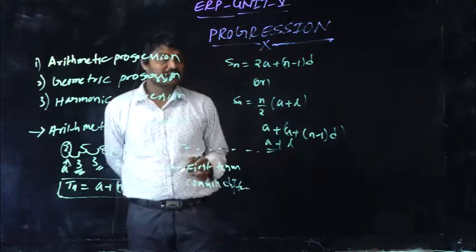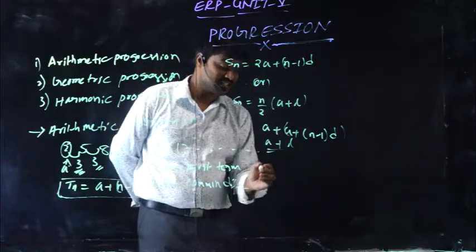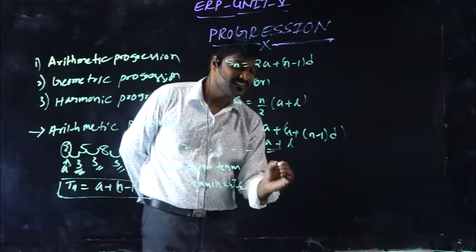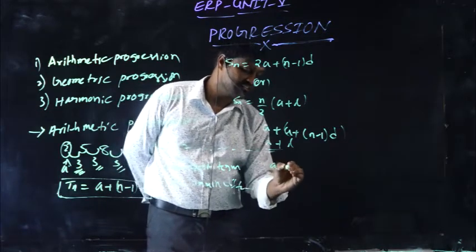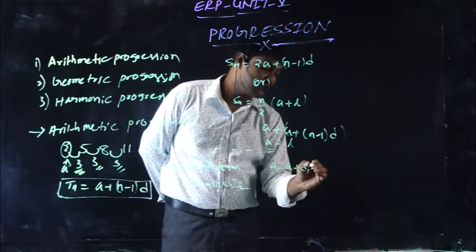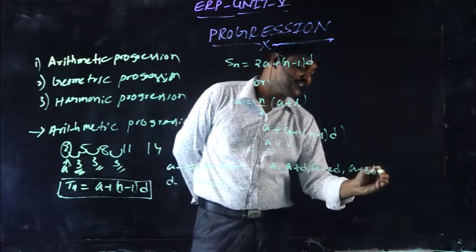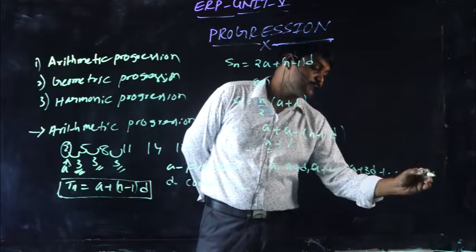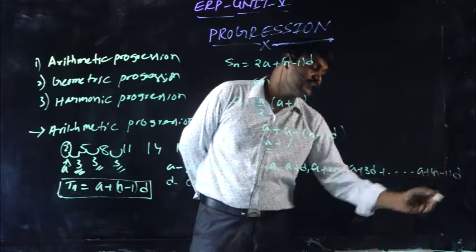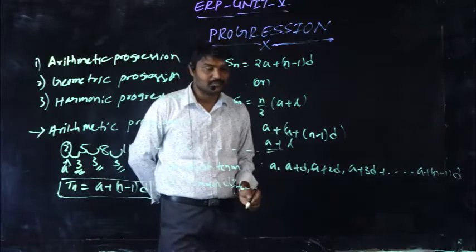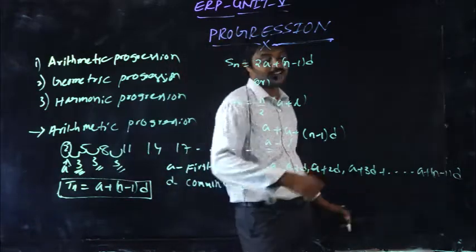So then next, in arithmetic progression, how can you read it: a, a plus d, a plus 2d, a plus 3d, and so on, up to a plus n minus 1 into d. This is the nth term.